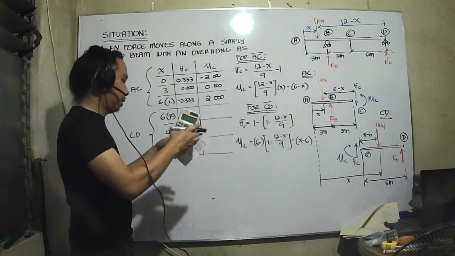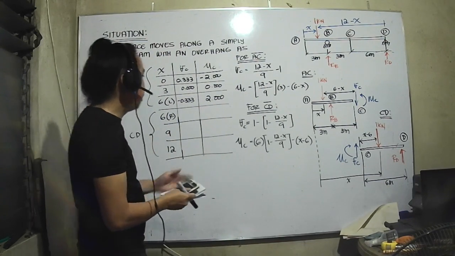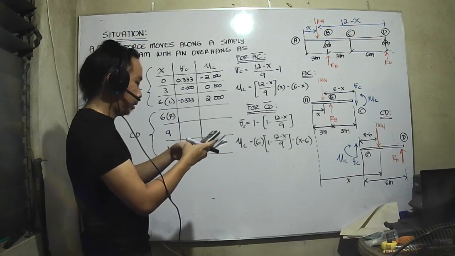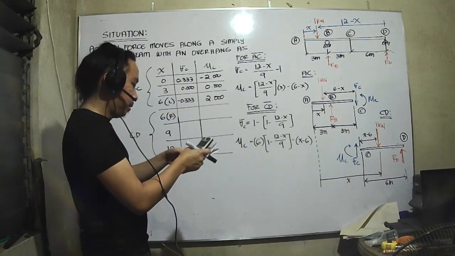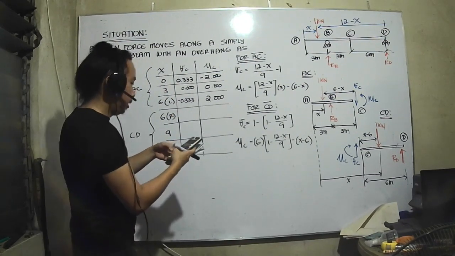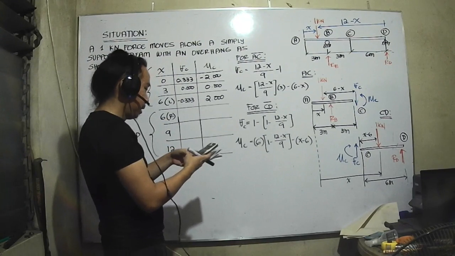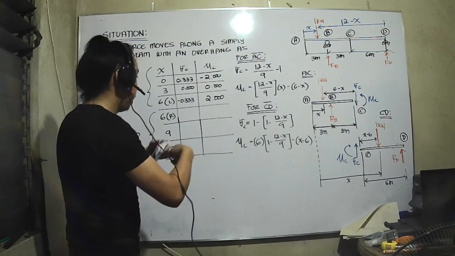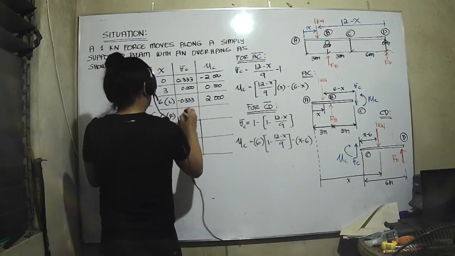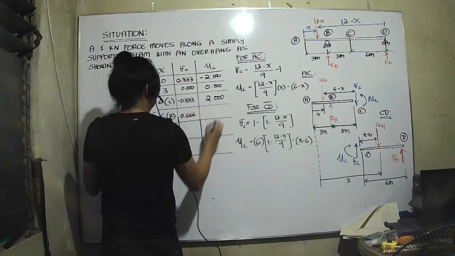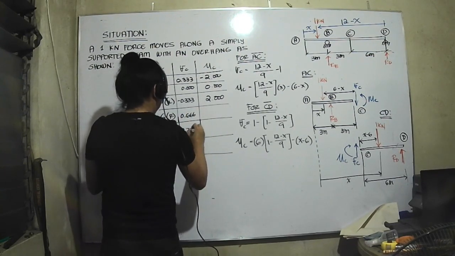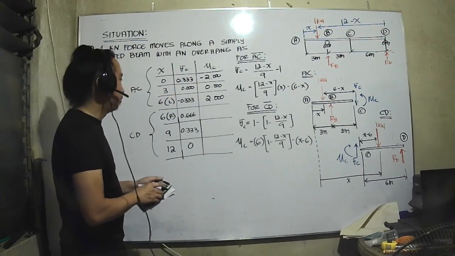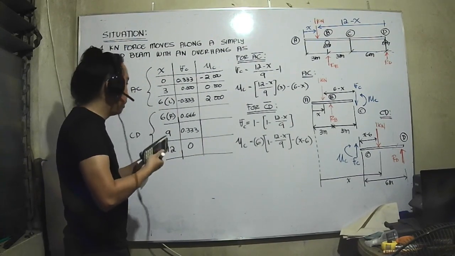Now let's try CD. CD, we have this expression over here. So 1 minus 12 minus x over 9. I start with 6, I end with 12, and then I step with 3. Okay? So I have unsa. Akong VC would be equal to 0.666, 0.333 and then 0 din siya at 12. Okay? That will be sa atong VC.